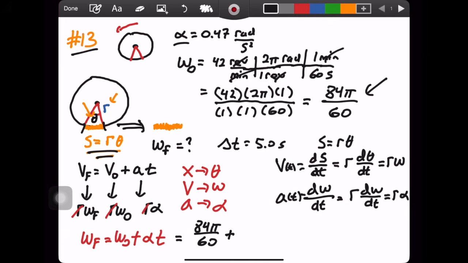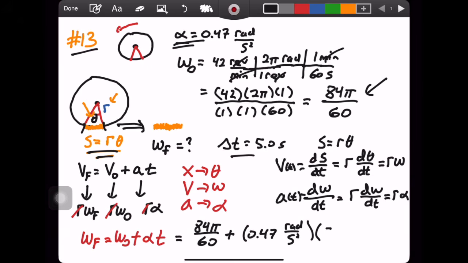And we know what alpha is. That was given to us. And so we can plug in alpha as well. That is going to be 0.47 radians per second squared multiplied by the time elapsed, which we are also given.